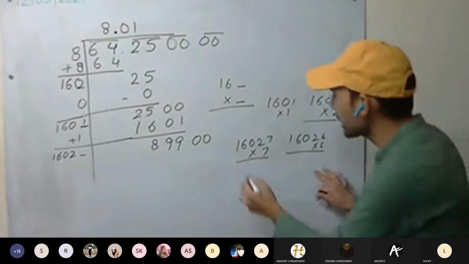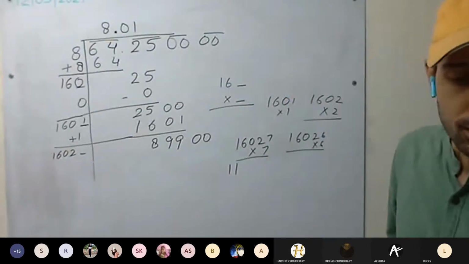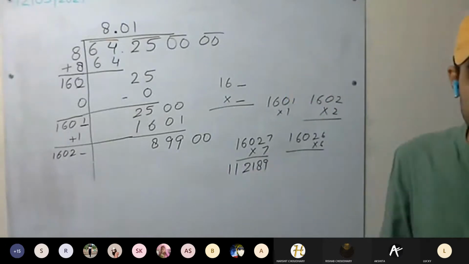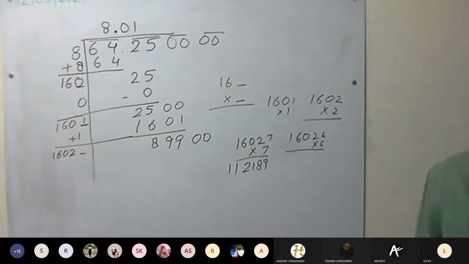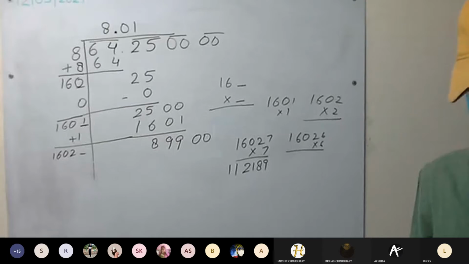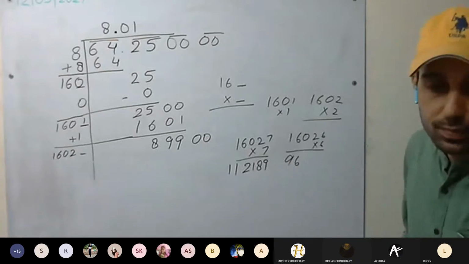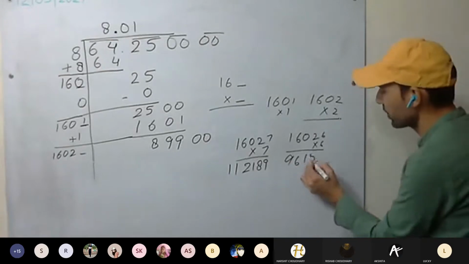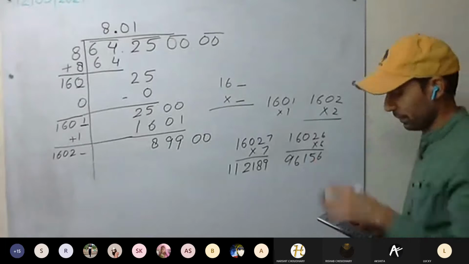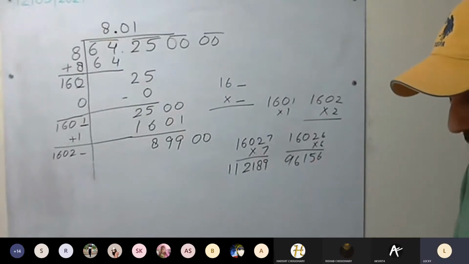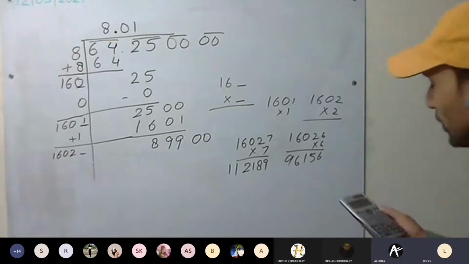Okay. So here you will get 1, 1, 2, 1, 8, 9. 2, 1, 8, 9. Check with 6. 1, 6, 0. 2, 6 into 6, 9, 6. Again not going, I think. 9, 6, 1, 5, 6. Check with 5. Sir, going. Okay.